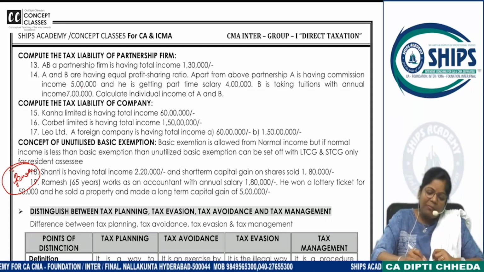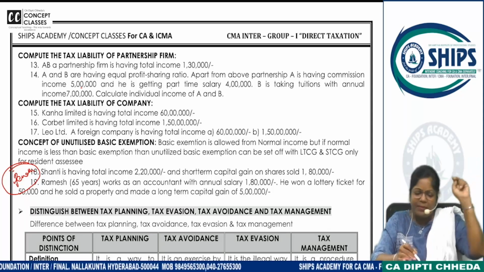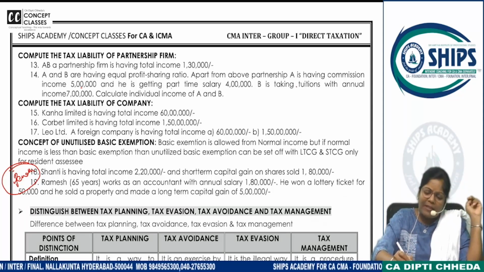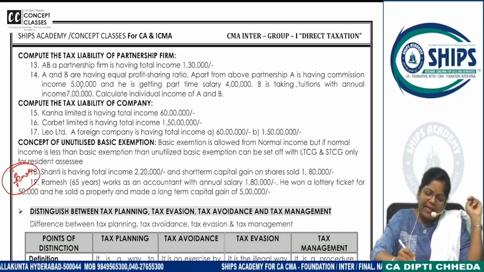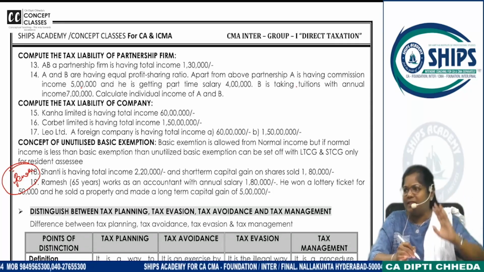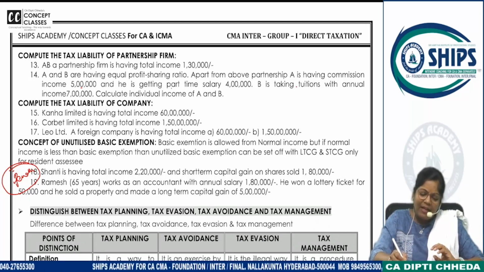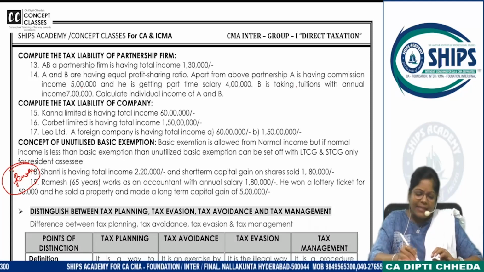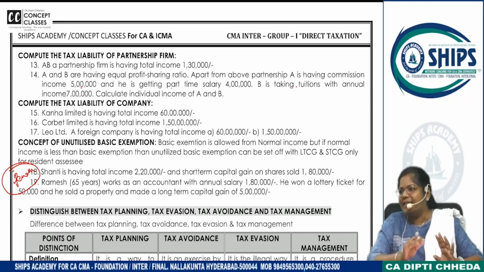Chalo. A and B are having equal PSR. Clear? Are you all reading with me? Apart from the above partnership, A is having commission income 5 lakh and he is also getting salary 4 lakhs. Might be this is the final computed salary because salary में खुद में deductions होते हैं. And B is having tuition income. Calculate the income of A and B. They have said income, we will calculate the tax also.